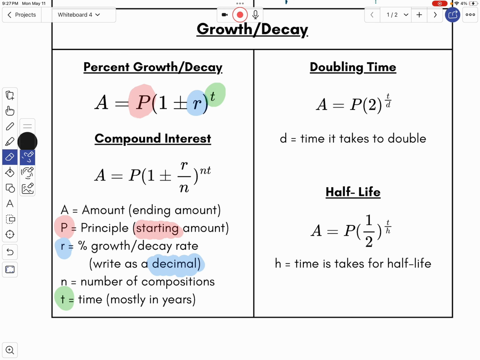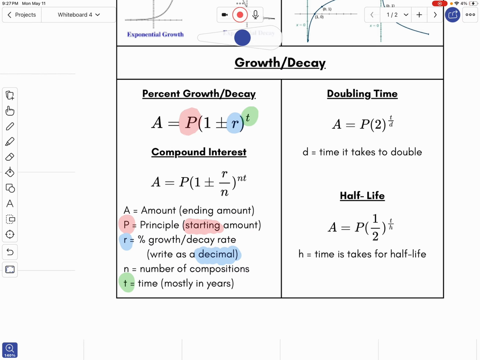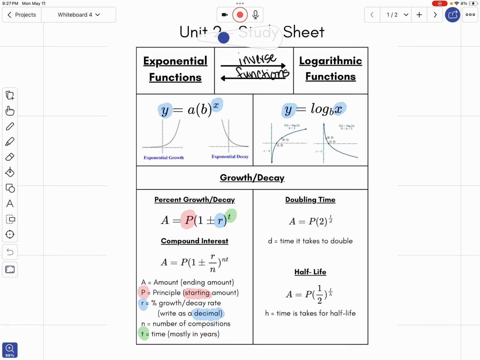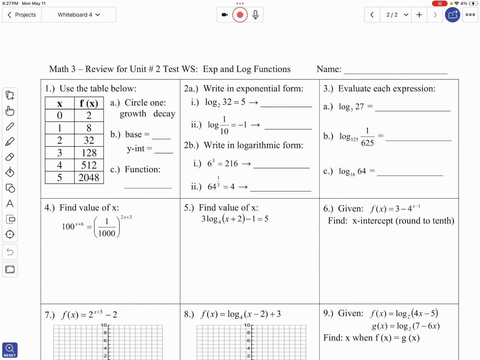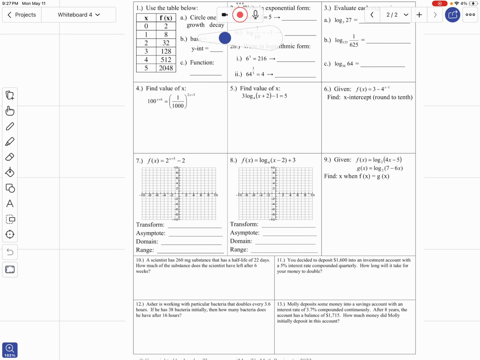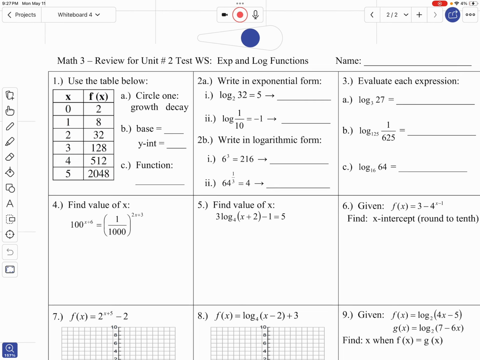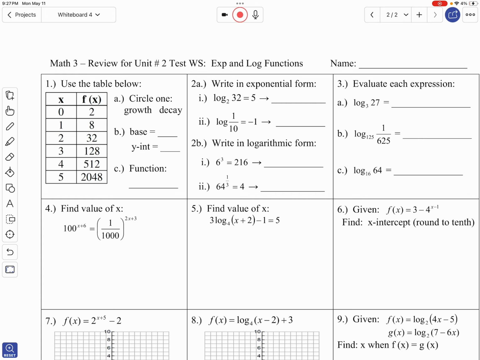Overall, these are the major topics that come out of Unit 2 in terms of exponential growth and decay. Again, they're going to focus primarily on money or population, so how quickly a population is growing or decaying. If you look at the back of your study sheet, there are 13 questions. Most of this can be done using Desmos.